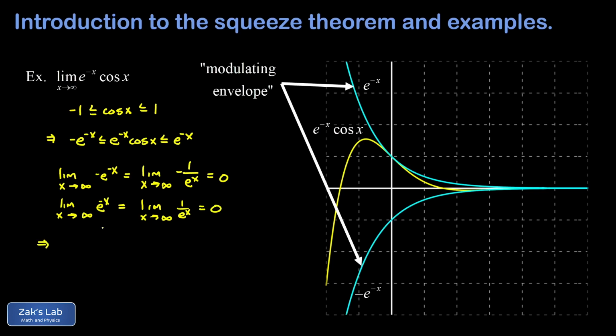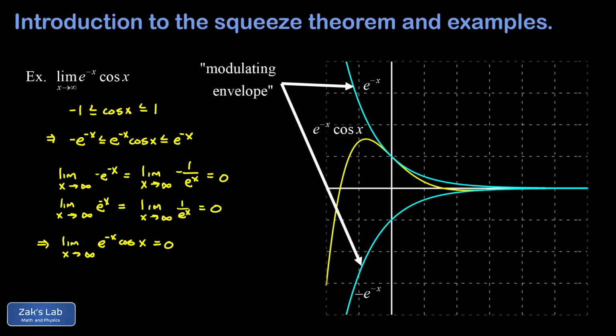So because our function is always trapped between this lower and upper bound, and the lower and upper bounding functions both go to 0 in the large x limit, we conclude by the squeeze theorem that the limit of our original function is 0 as well.